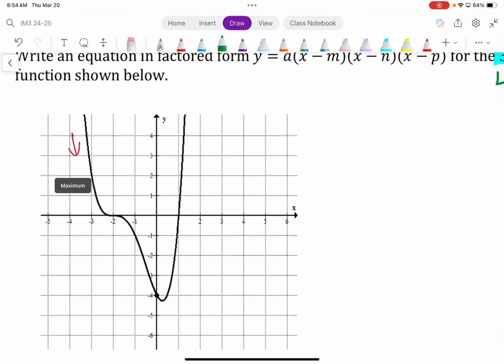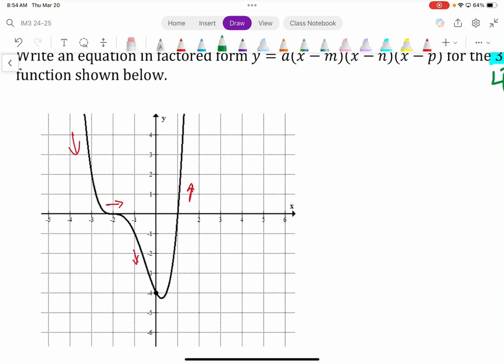And now that we know it's a fourth degree polynomial, let's focus on the roots. We have an x-intercept at 1 and 0. Is this a single, double, or triple root at 1, 0? Single. Now let's look at negative 2 and 0. Is this a single, double, or triple? Triple. Very good.